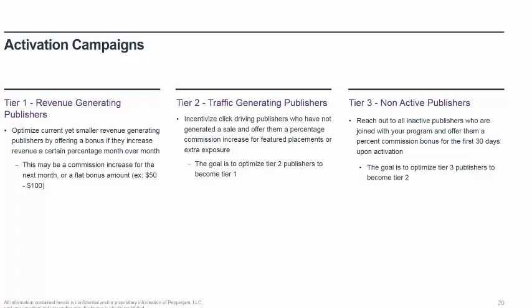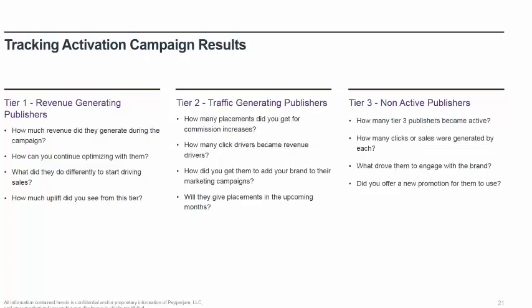And you can reach out to all those publishers. Maybe you wanted to offer them a commission increase for a certain period of time, and then once they're able to become active. So for all of these, you might want to consider different options as well, or adjust this based on how you'd like to work within your strategy for publishers. And then after you run your campaign, you can take a look at the results and ask yourself some questions.